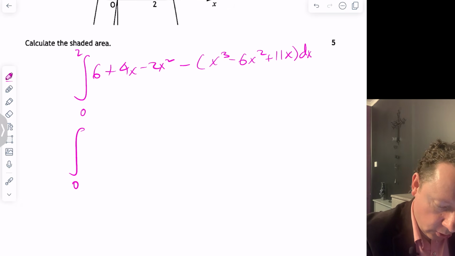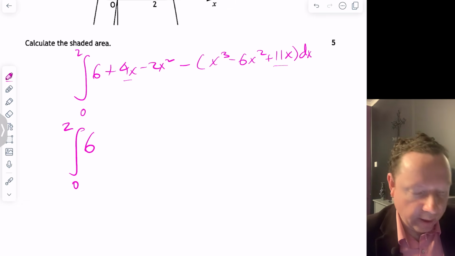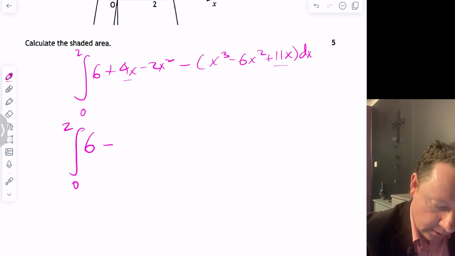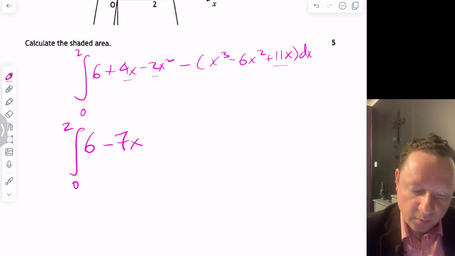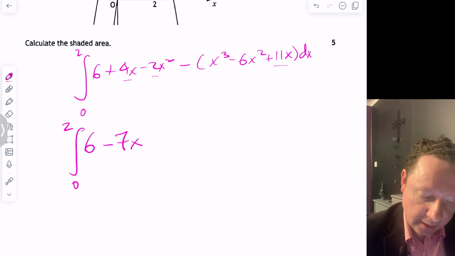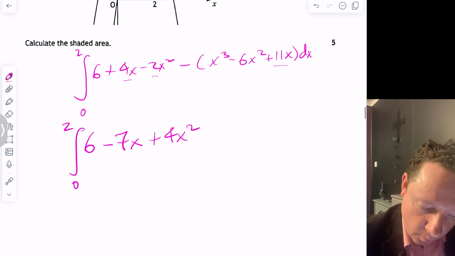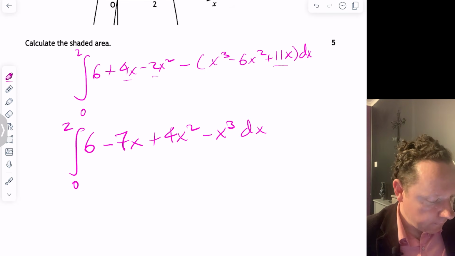Integral between 0 and 2 then. I've got 6, 4x minus 11x. So 4 minus 11 is minus 7x. I've got minus 2x squared minus, so that's plus 6x squared. 6x squared minus 2x squared is 4x squared. And then I've got minus x cubed. Now you can rewrite that in a different order if you want, but I don't see the point, so just leave it like that.